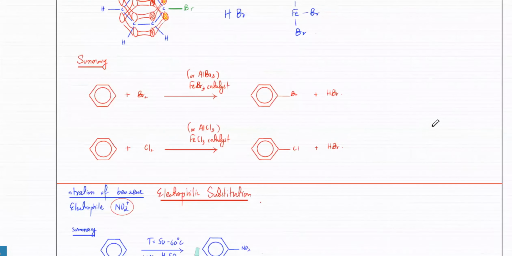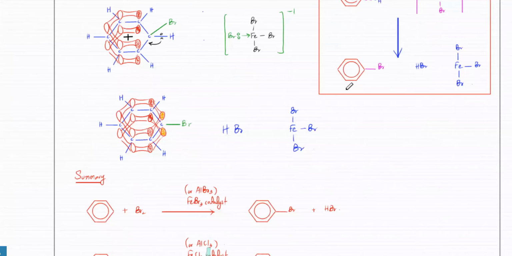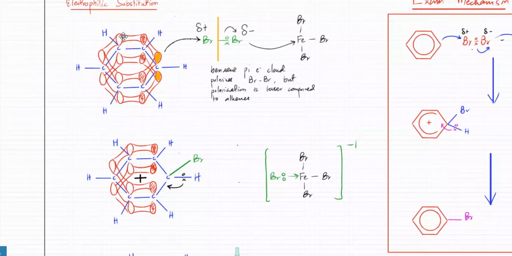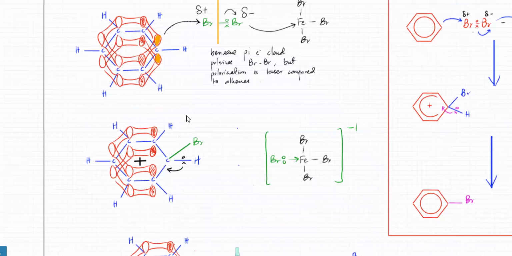Now the next step is, if I copy one of the benzenes, now I'm going to come to the mechanism of the reaction. So I'll just copy this benzene, for the mechanism of the reaction.